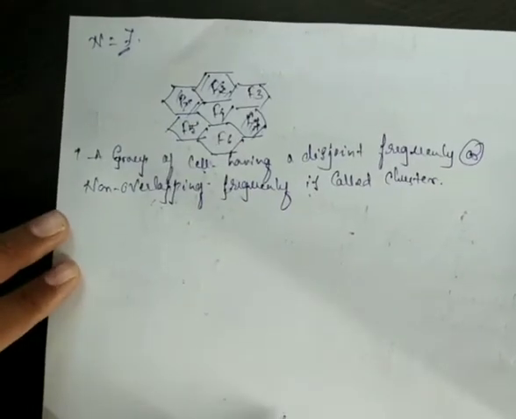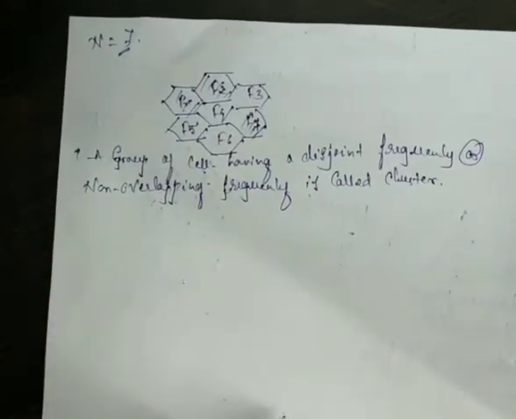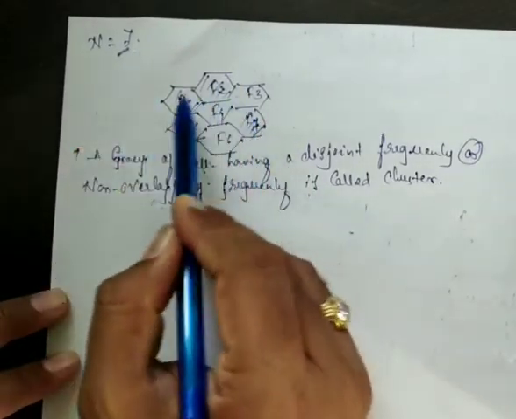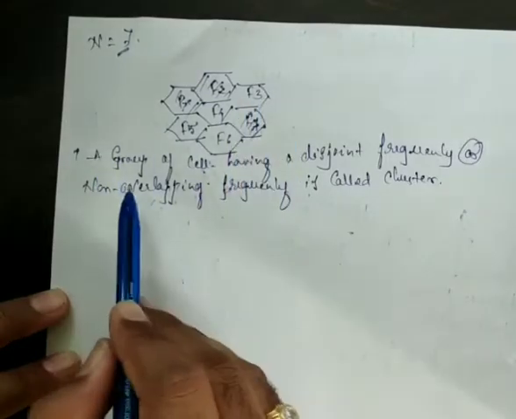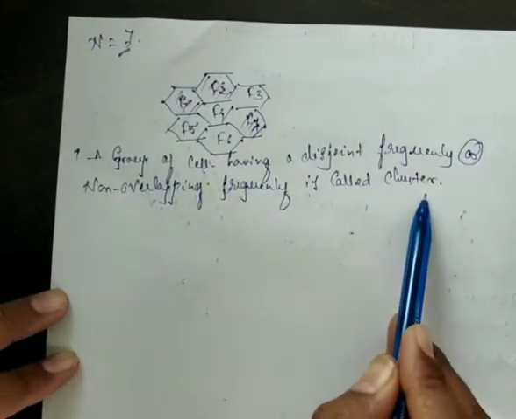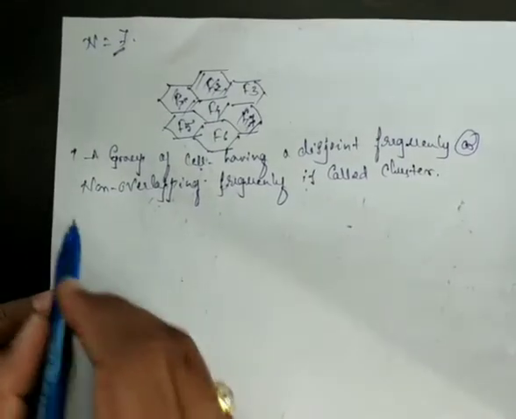And particularly the most important thing is that you have to see the cluster size of n equals 7. You have to draw this diagram and write this: a disjoint frequency and non-overlapping frequency is called a cluster.